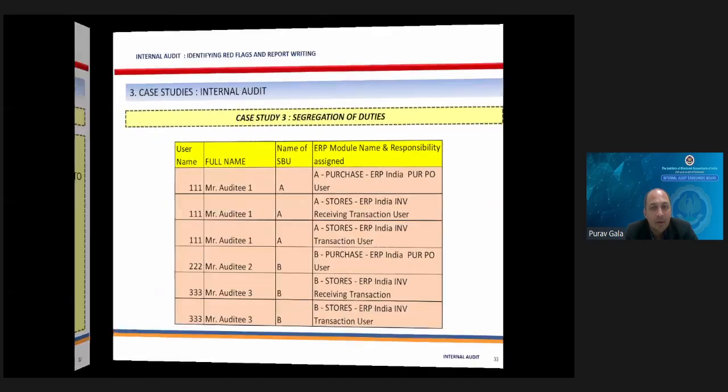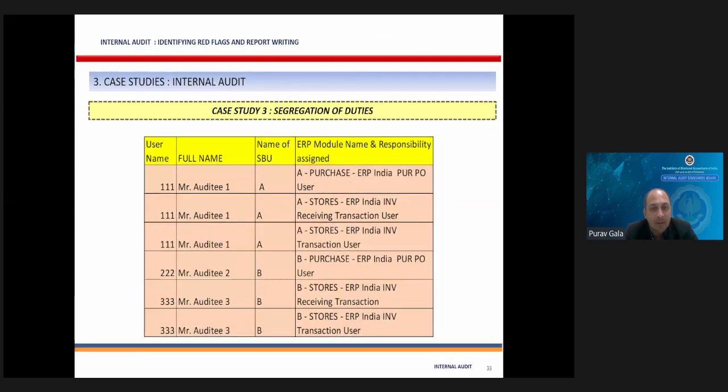Okay. Let's evaluate this. So you have an auditee. He is responsible for a particular SBU. He has been assigned purchase module rights. He is a purchase PO user. Again, you have the auditee one. He is also assigned the rights to operate the stores module.